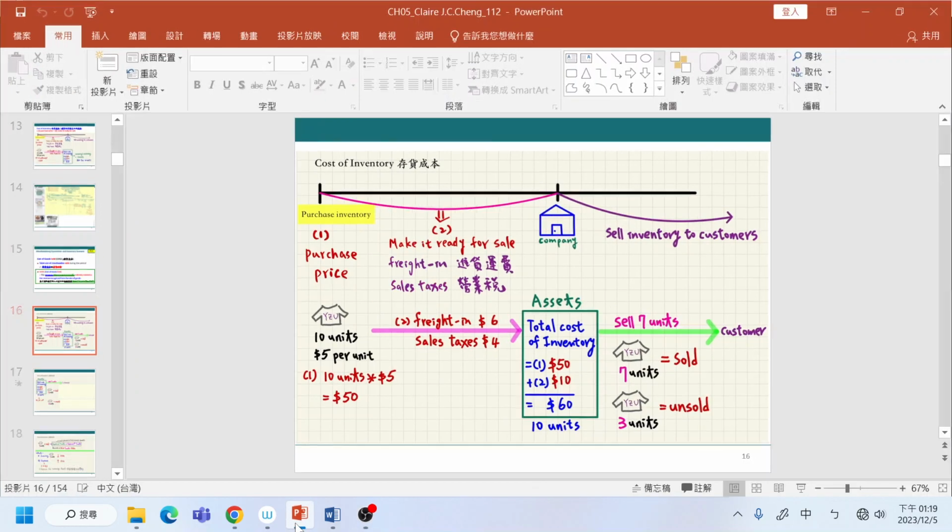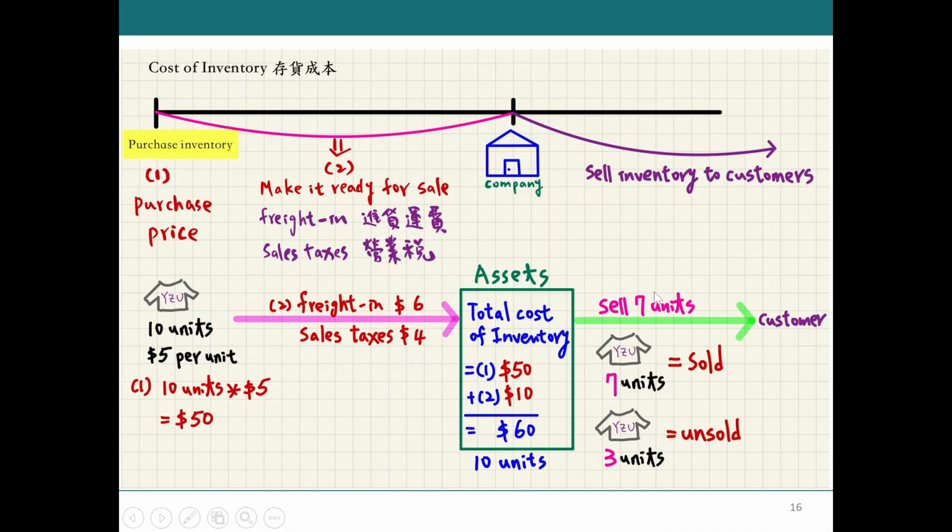For Chapter 5, we want to talk about inventory 存货. Remember, Chapter 5 and Chapter 6 are related. They are about inventory. That's why if you miss Chapter 5, sometimes it's quite hard for you to understand Chapter 6. Okay? Chapter 5, we have 2 points from last week.